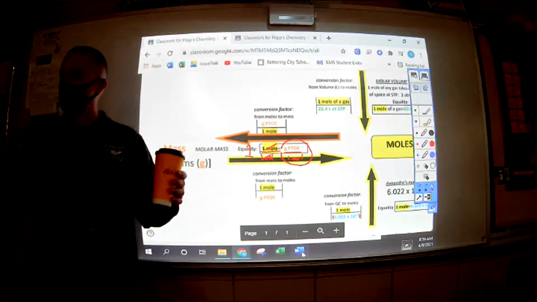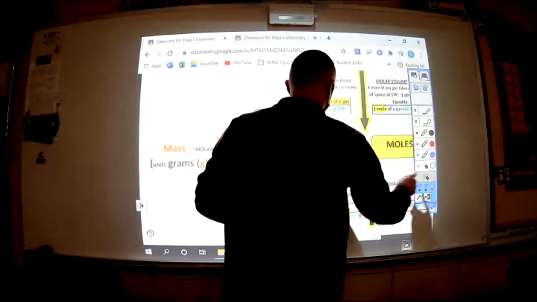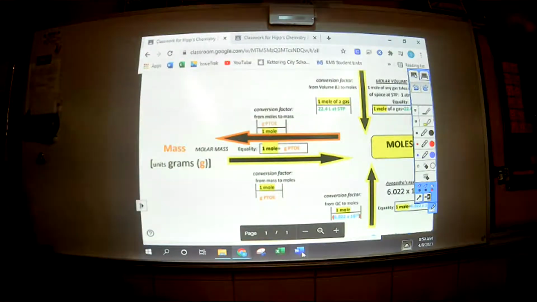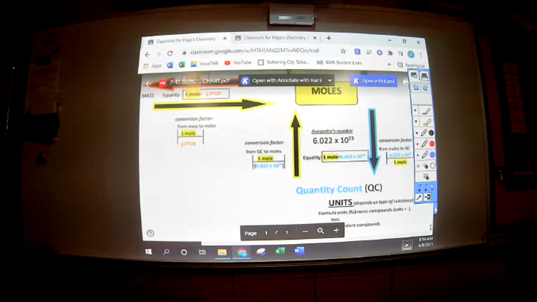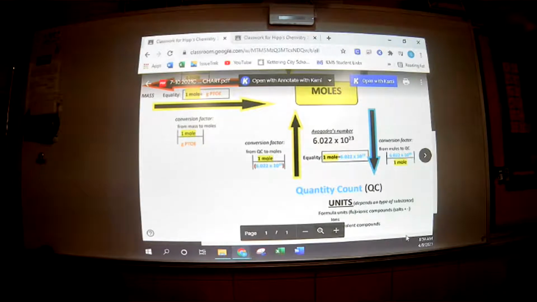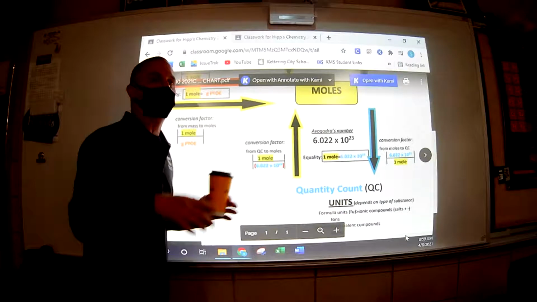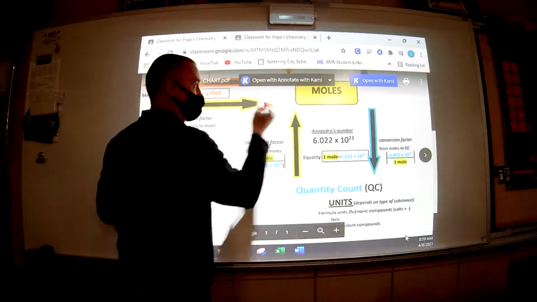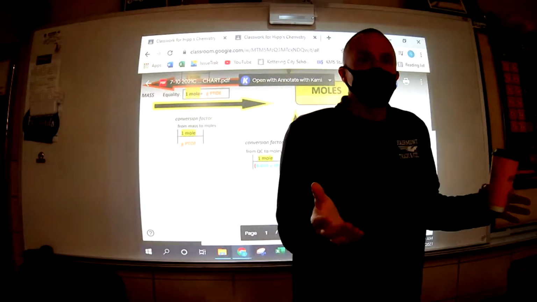Do you remember doing this? This table just kind of summarizes how to do this. The other day, I believe it was Tuesday, on Tuesday, we learned to do this conversion. We learned that you could go from moles to quantity count. That is a number. And we learned that you could go from quantity count to moles. Quantity count is just what quantity of something do you have.